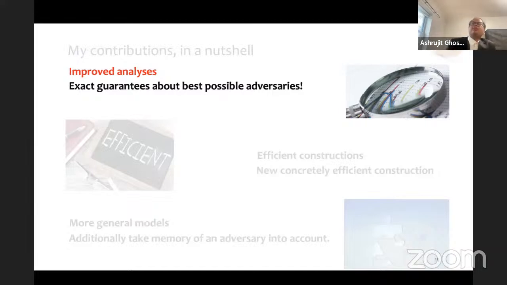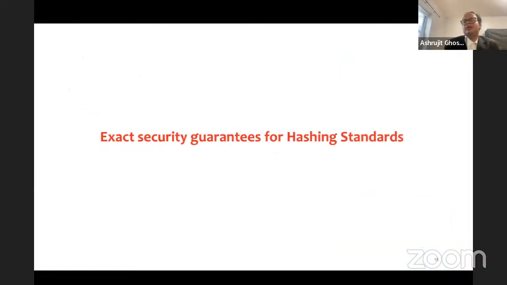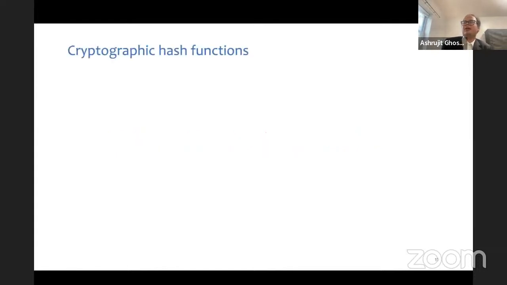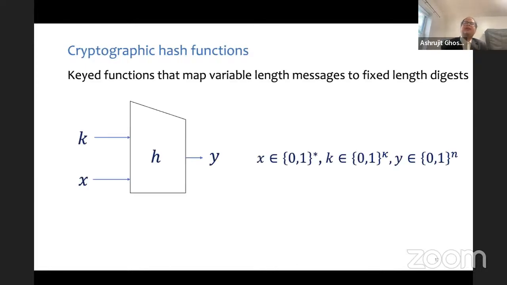Let me start with my work in giving improved analysis. The specific work I will cover gives exact security guarantees for standardized hashing. Hash functions are a fundamental cryptographic primitive. They are keyed functions that map variable length messages to fixed length digests. Here, the message X has variable length, K is the key, and Y is the output, or the digest.